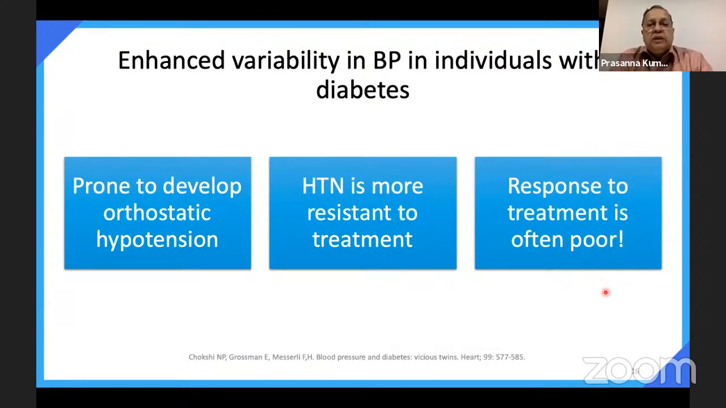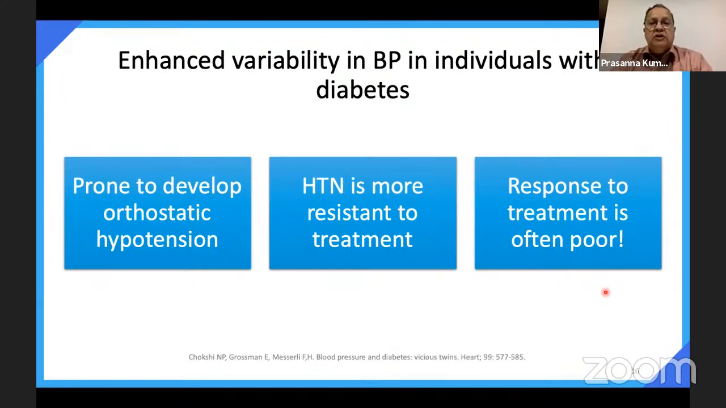There is enhanced variability in blood pressure in individuals with diabetes because they are prone to develop orthostatic hypotension. So when the patient comes to your clinic, ask him to sit down for 5 minutes or lie down, and check blood pressure. Ask him to stand for 3 minutes, and check blood pressure. If the drop in systolic is more than 40 millimeters, that is orthostatic hypotension, and you have to change the medicine or take measures.